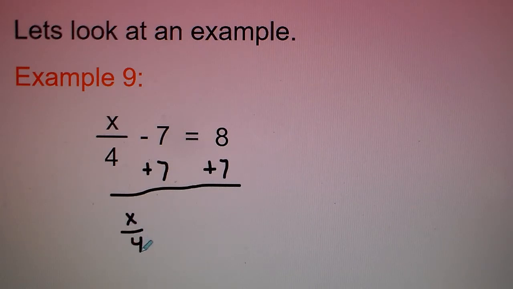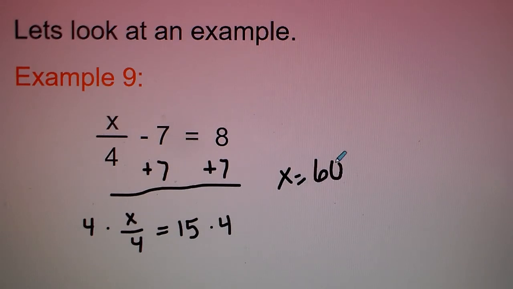So now you have x divided by 4 is equal to 15. Then you multiply by 4 to both sides. So you're going to get x equals 4 times 15 is 60. So x equals 60.